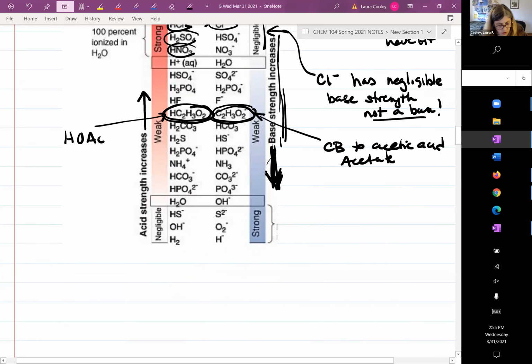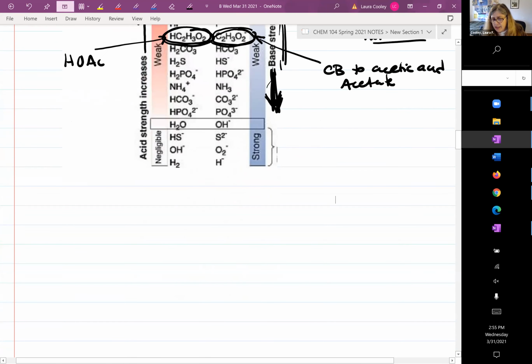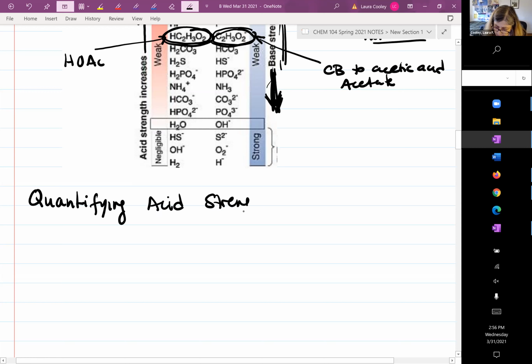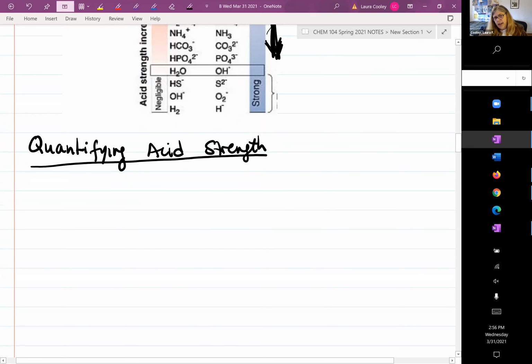All right, so the next thing I'd like to talk about is something I think is going to look a little more familiar to you, because it's all about equilibrium, and we've studied equilibrium. So let's talk about quantifying acid strength. How do you put a number on it? How can we tell when one acid is stronger than another acid?